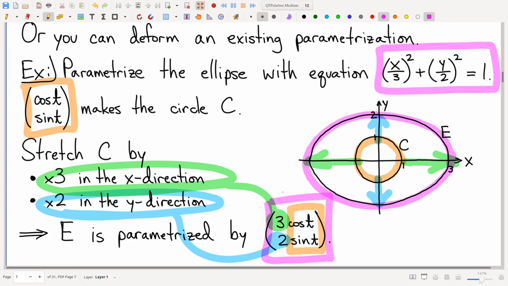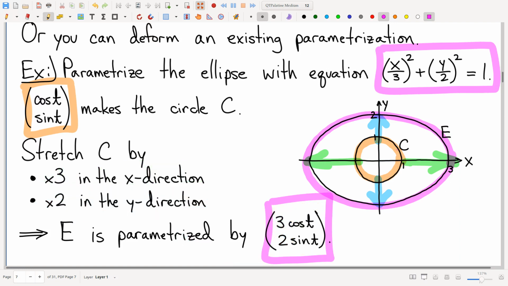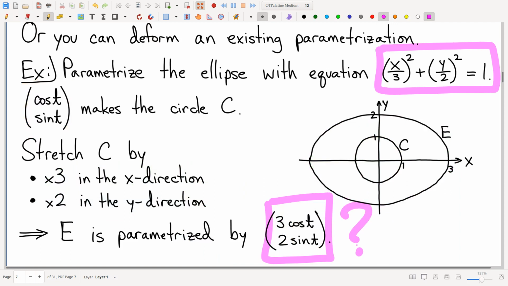Now, if you're not convinced, right? If you're thinking maybe I've over-interpreted, maybe oversimplified this whole idea that ellipses are stretched out circles, the neat observation is I don't even need to retain any of that. I can just straight up ask, is this the right parameterization? And I can plug it in, and sure enough, it works. And so that confirms that we got it right.